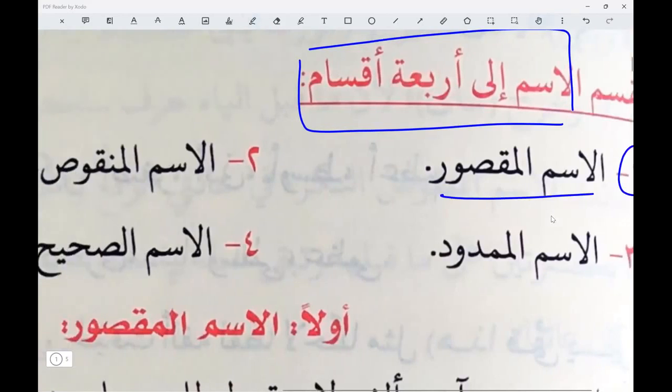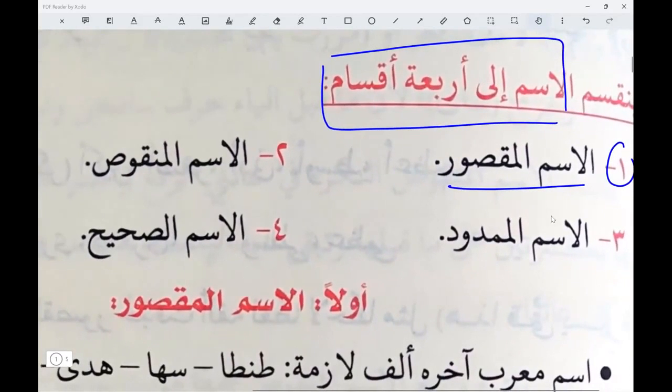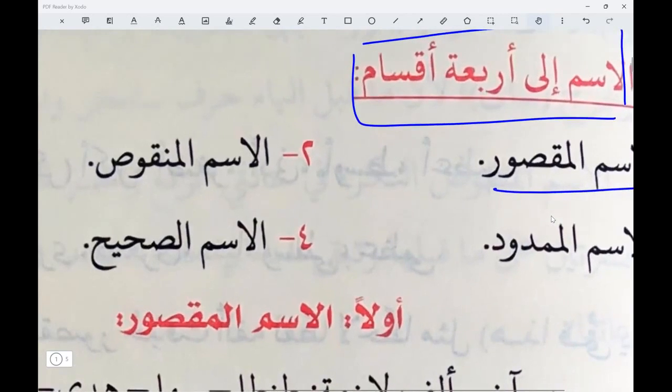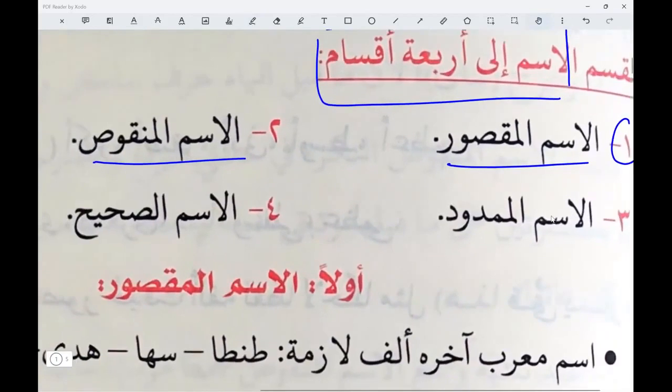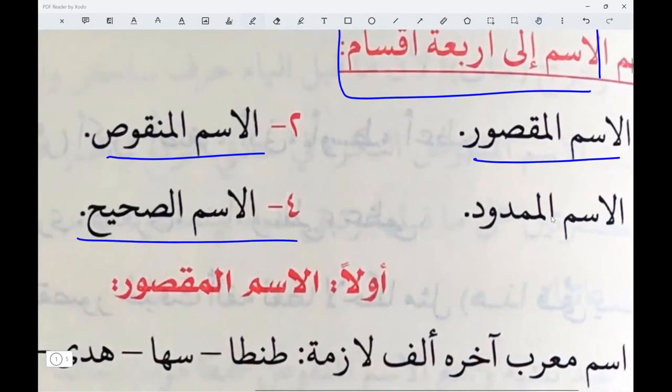So right now, when we use these terms, you have to visualize the noun. You have to visualize what's going on. At least for each one of them, put one word in your mind. So when you hear the word maqsur, at least one word should pop up in your mind. You understand? So the second one is al-ismul manqus, right? And the third one is al-ismul mamdud. And the fourth one is, of course, as-sahih.